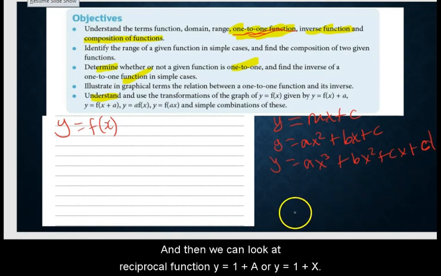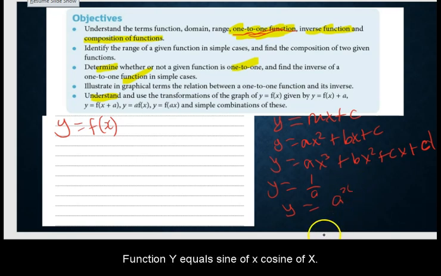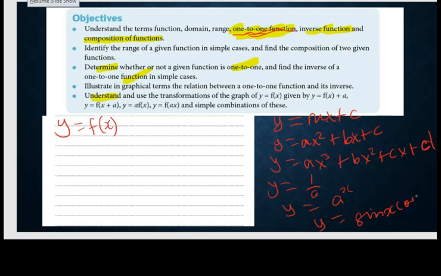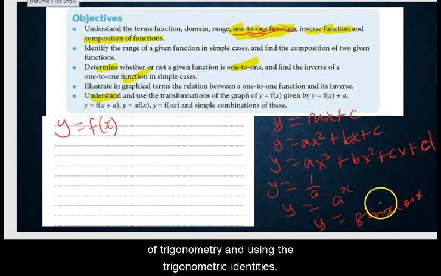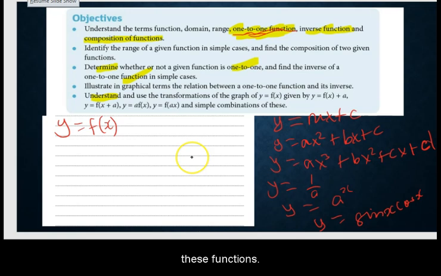And then we can look at the reciprocal function, y equals 1 over x. We can look at the exponential function, y equals a to the power of x. And we have looked at trigonometric functions, y equals sine of x, cosine of x. Again, it takes you back to the laws of trigonometry and using the trigonometric identities. So here we are going to look at various transformations of these functions.